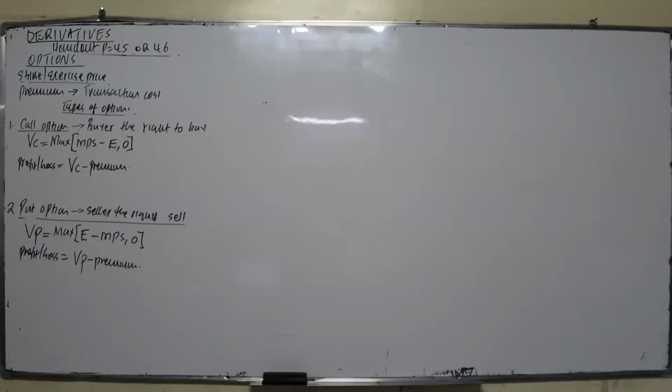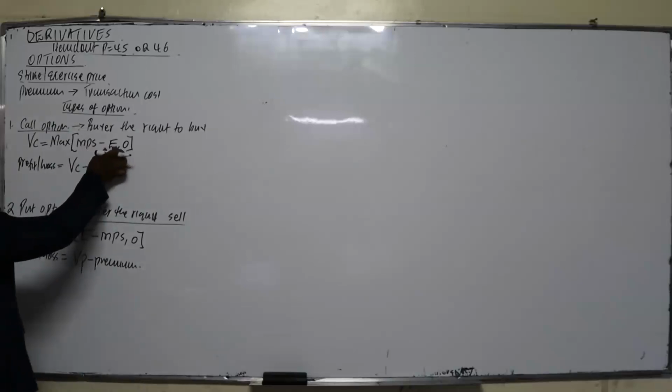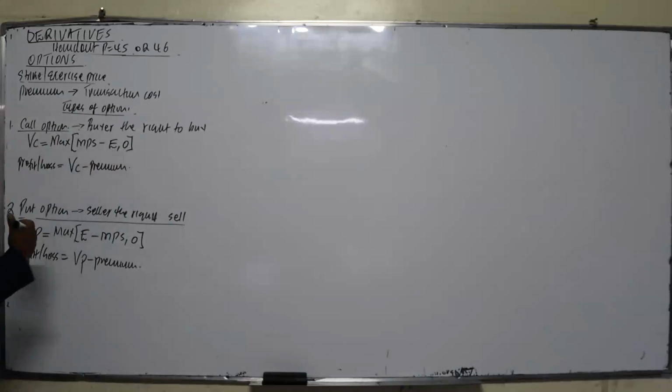Now, the call option can only be exercised if the price of the option at the expiry date is greater than the exercise price. You should only exercise if the market price is greater than the exercise price. If the market price is greater than the exercise price, automatically you get a positive value for the call.